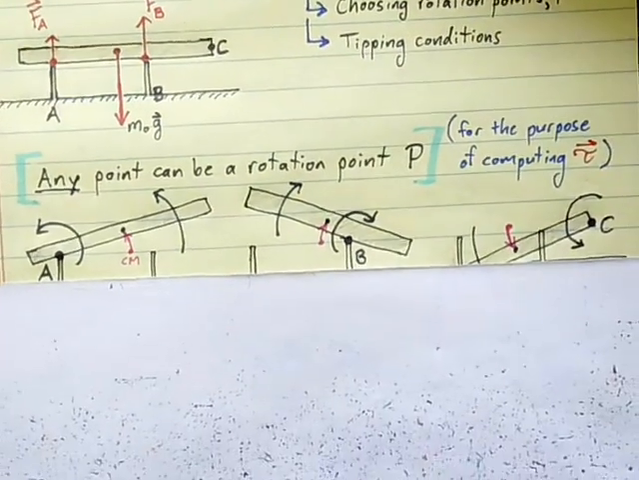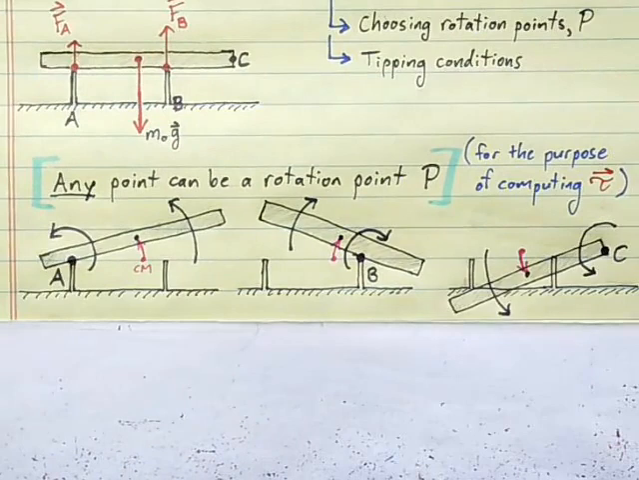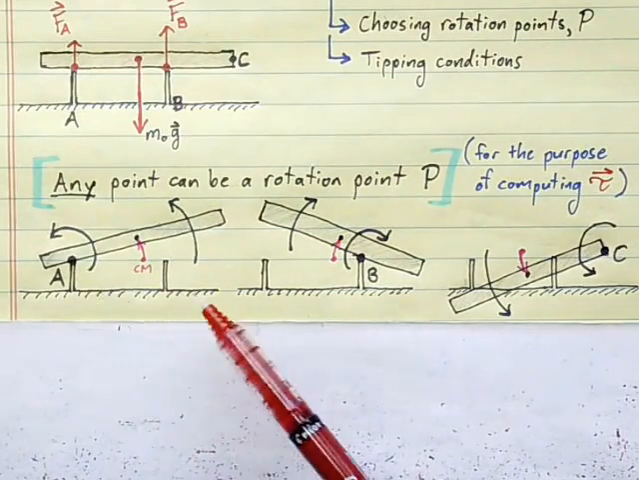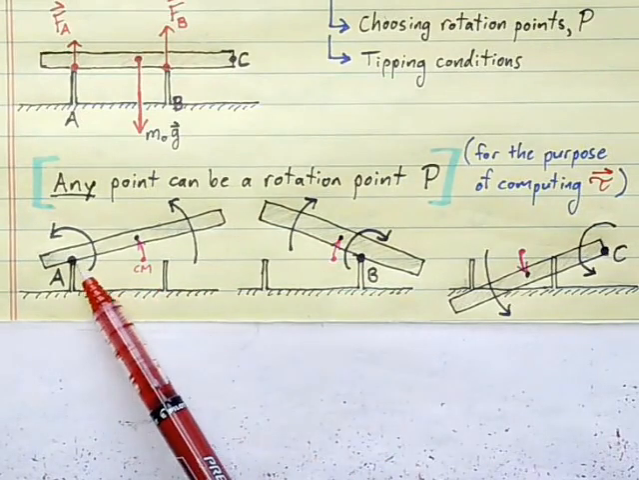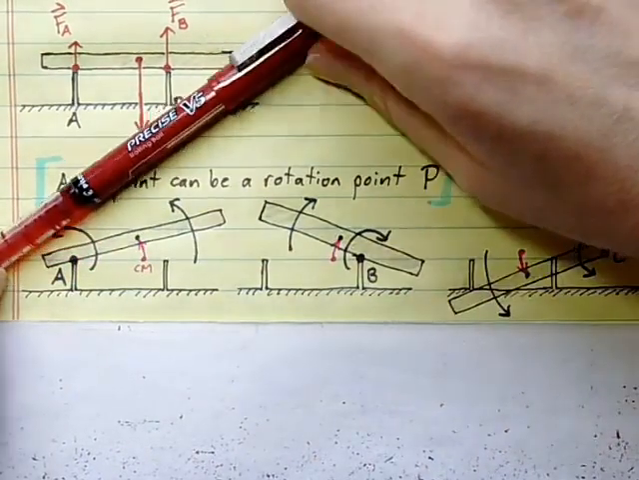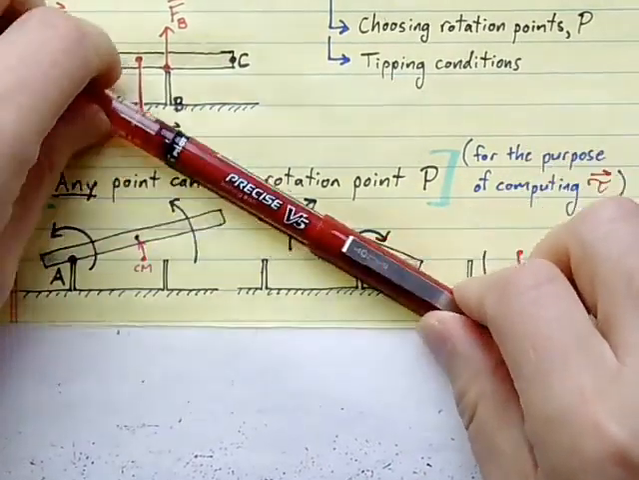First lesson is that any point can be a point of rotation. We're free to imagine the beam rotating around any point we like. Point A, for instance, could be our rotation point, in which case we can imagine the beam tipping around point A like that. Or we can imagine B being the rotation point and the beam tipping around point B.